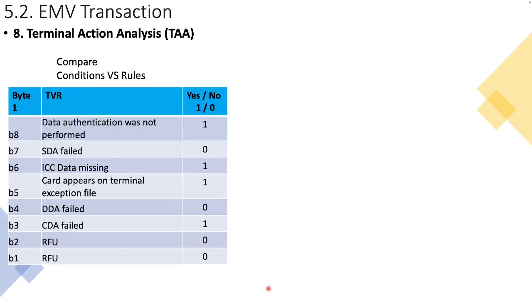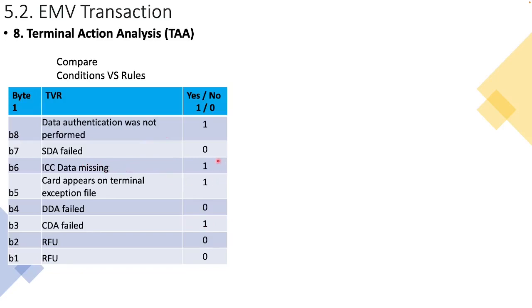All right, so let's have a look at what the comparison looks like. Let's just take byte 1 of the TVR. What we're saying is that during the transaction, let's assume that DDA or CDA was not performed, so it's set to 1. Because it was not performed, and obviously SDA couldn't have failed, you will see that there's an entry there. I just put it in for example purposes, but generally where data authentication was not performed, you'd find that SDA failed, DDA failed, and CDA failed are all 0 values.